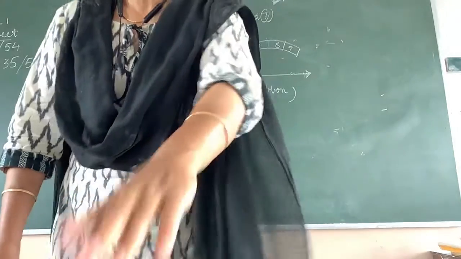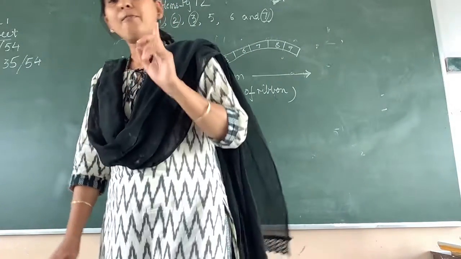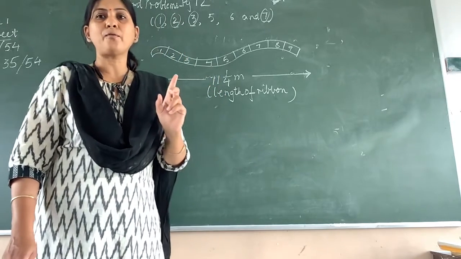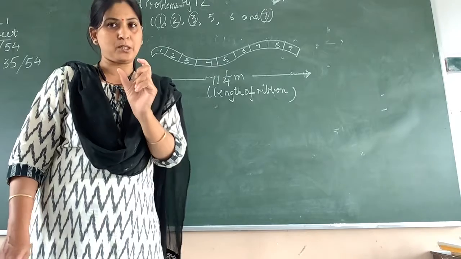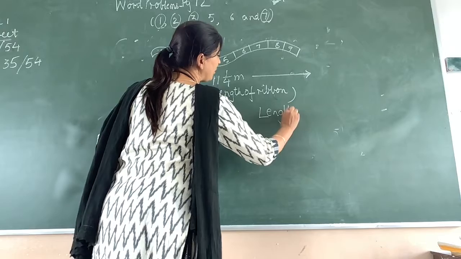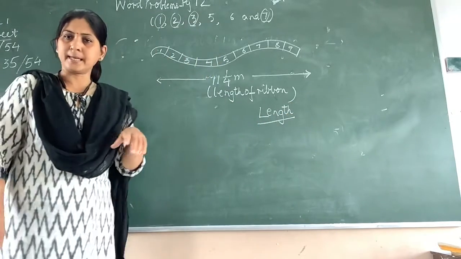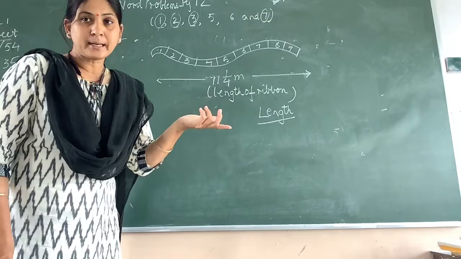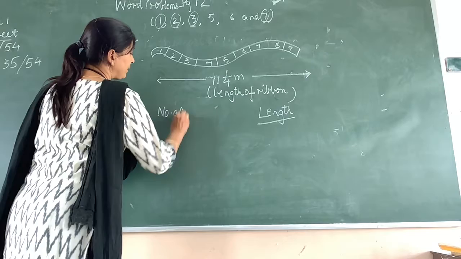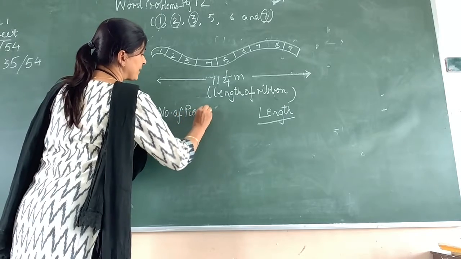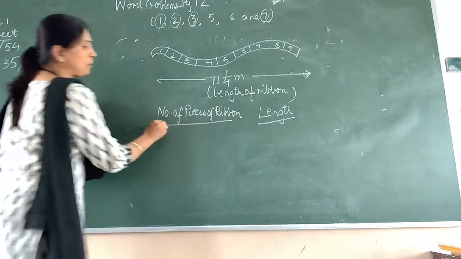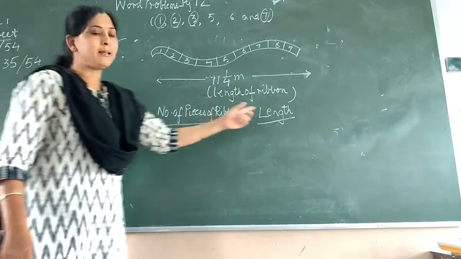What is the question? Let's read the question part. See, find the length of each piece of ribbon. What do we have to find? Length of each piece of ribbon. So length heading will come on the right hand side. And what is the other thing that is given in the question? Number of pieces. Number of pieces of ribbon. Isn't it? So we now know the 2 headings. Number of pieces of ribbon and length.